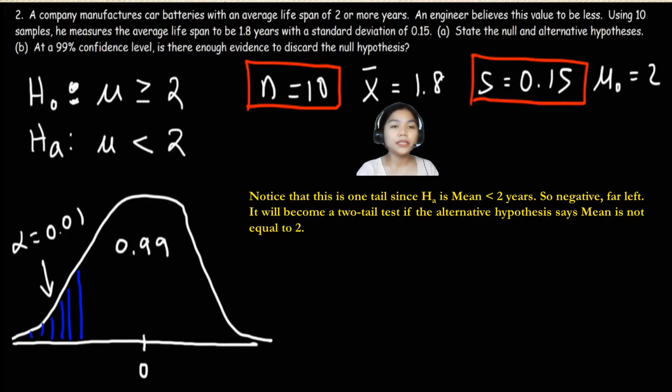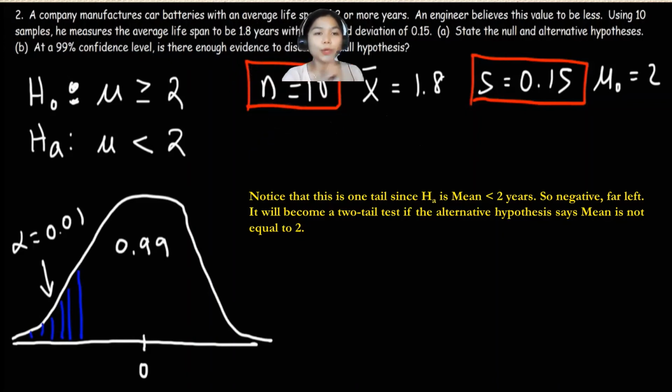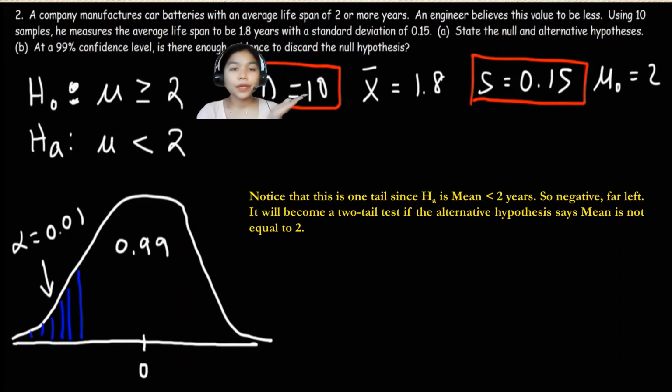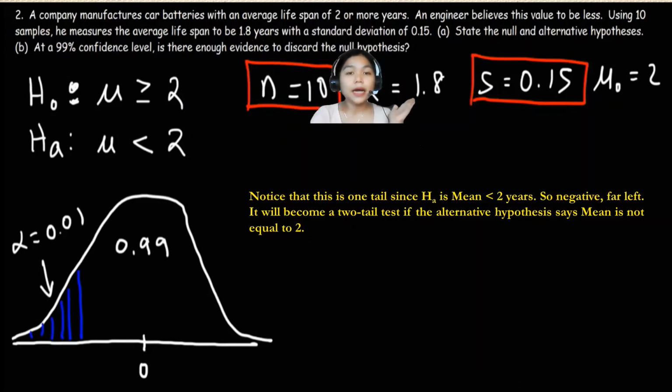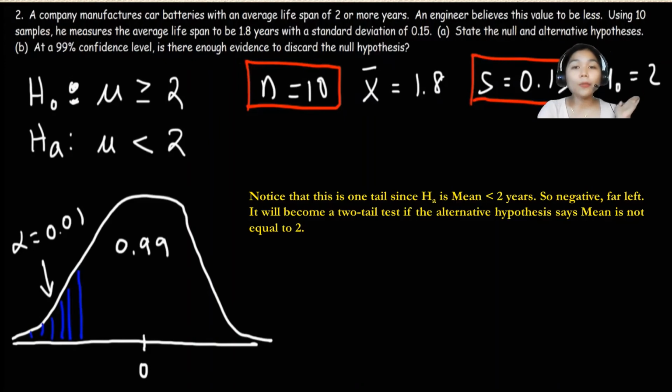So our null hypothesis is that the mean is greater than or equal to 2, because, right, it says here 2 or more years. Our alternative hypothesis is that the mean is less than 2, because it says here only 1.8. So first, we need to write the given. The sample size is 10. Our mean is 1.8. Then our standard deviation is 0.15. And then our null mean, or mean of the null hypothesis, is 2.